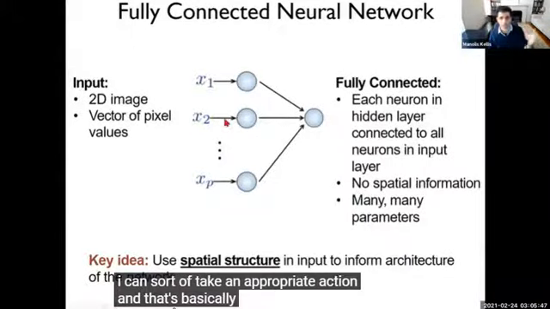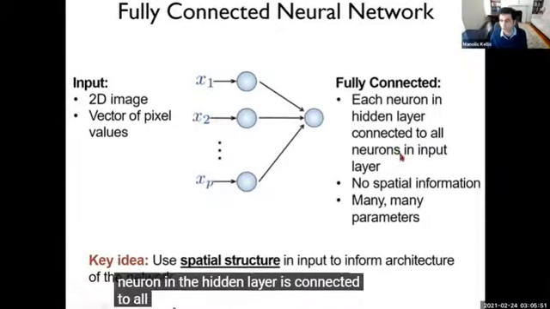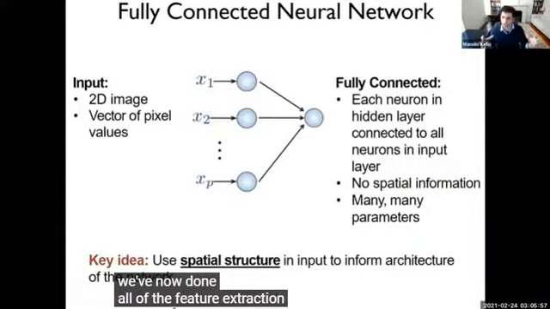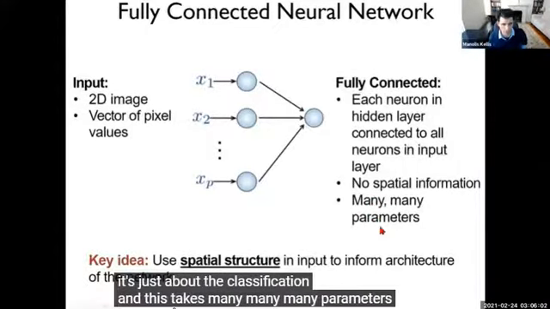And that's basically the fully connected layer, where every neuron in the hidden layer is connected to all of the neurons in the input layer. There's no more spatial information. We've now done all of the feature extraction, and now it's just about the classification. And this takes many, many, many parameters.